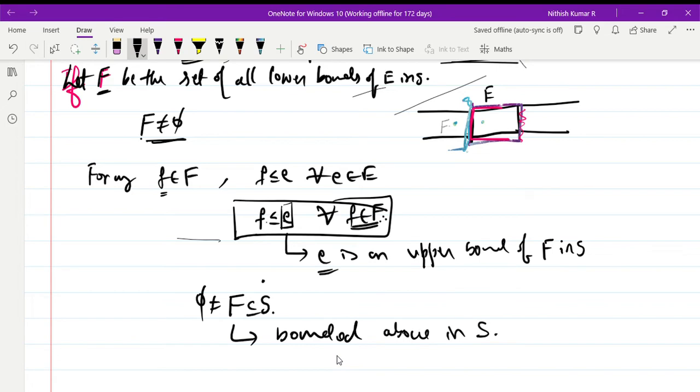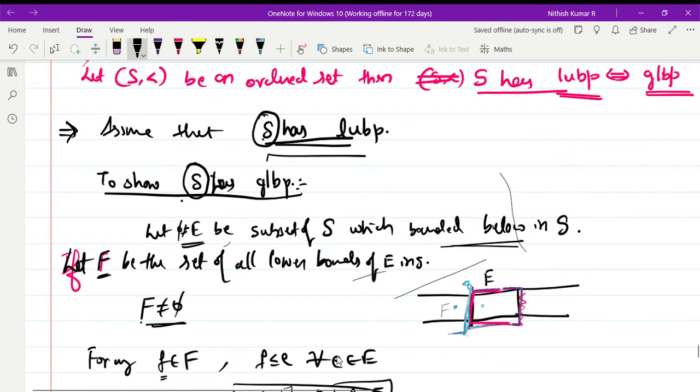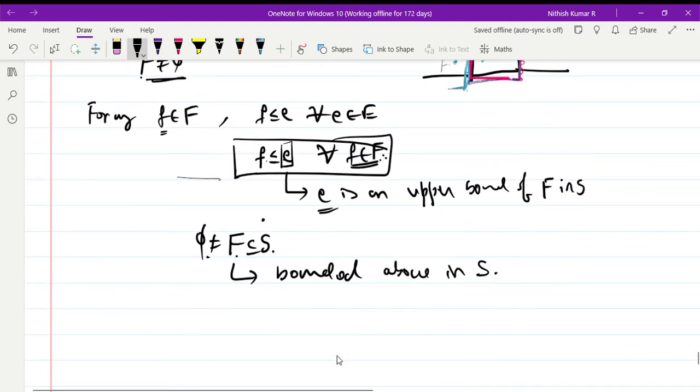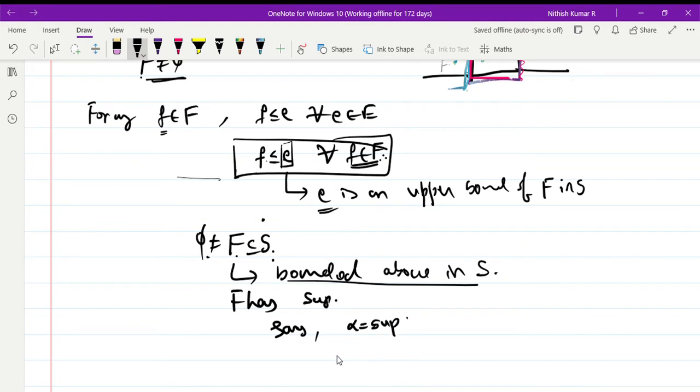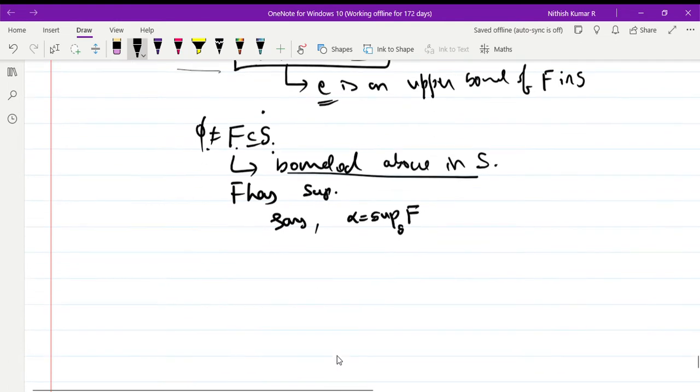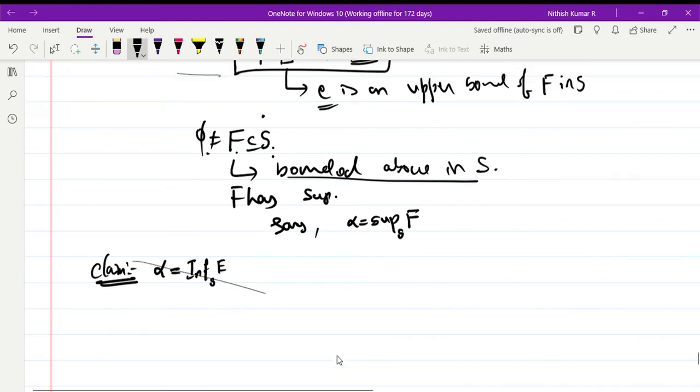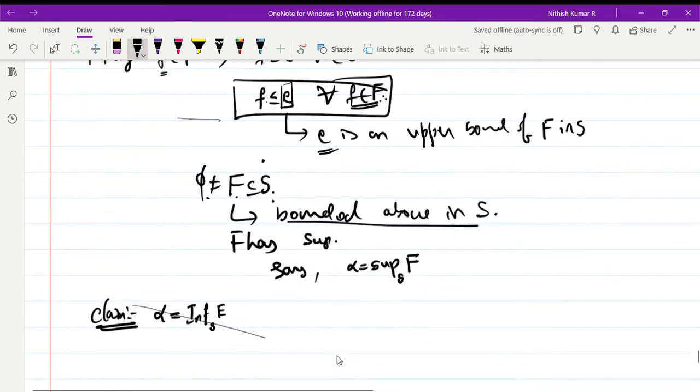But my assumption says S has the least upper bound property. That means every non-empty subset of S which is bounded above has a supremum. Therefore, F is a non-empty subset of S which is bounded above in S, so F has a supremum. Say this supremum is alpha, equal to supremum of F over S. My claim is to show that this alpha is also the infimum of E over S.